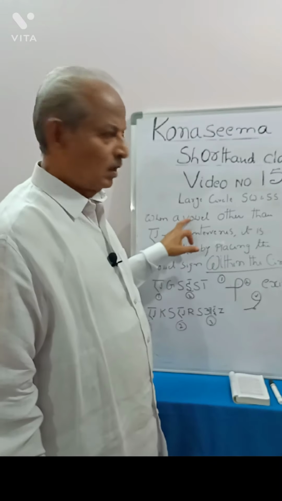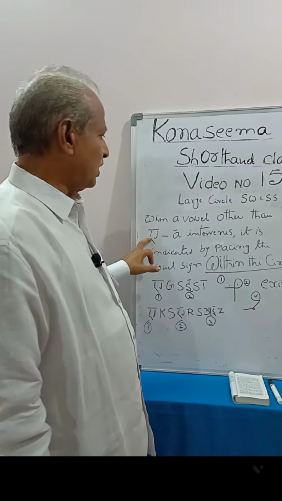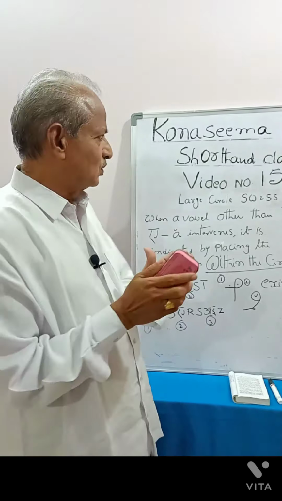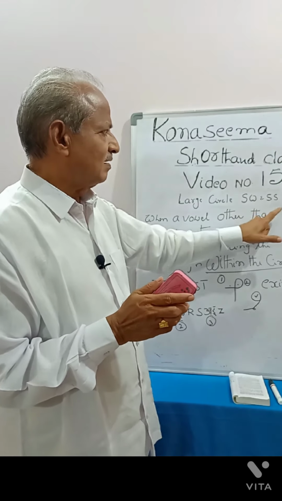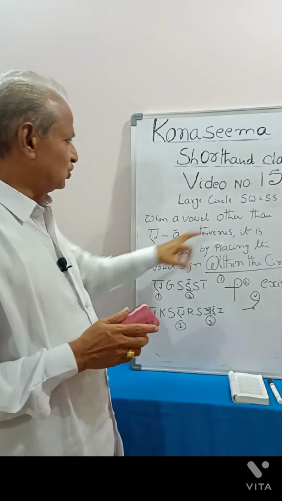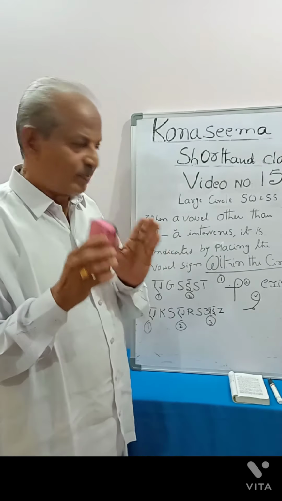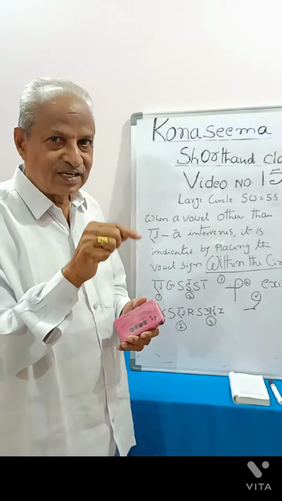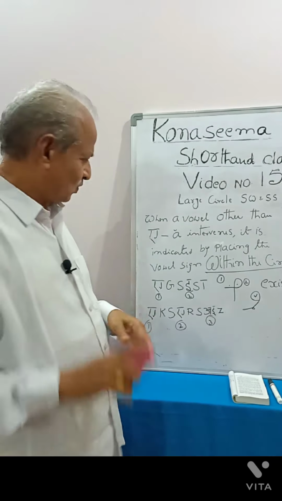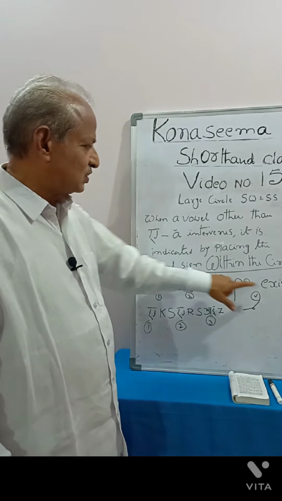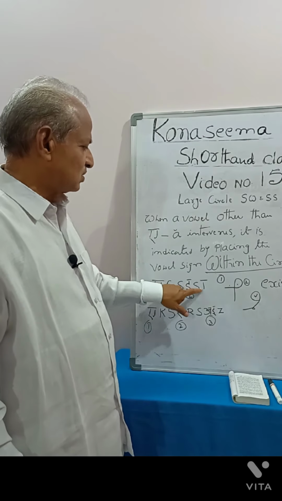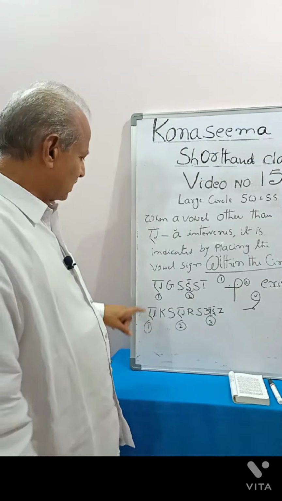When a vowel other than A intervenes between two strokes, that is SS or SZ, it is indicated by placing the said vowel sign within the circle. Example: exist. Here, how many vowels are there?